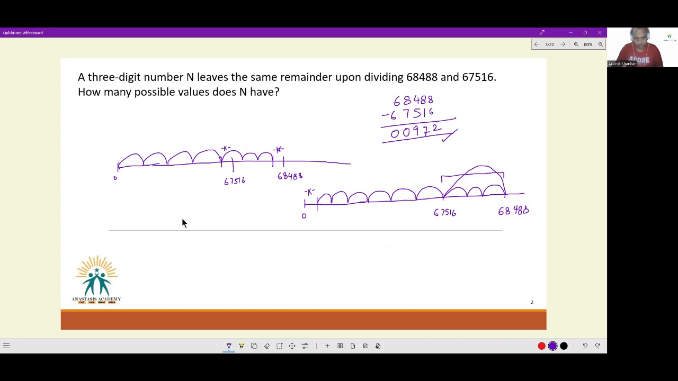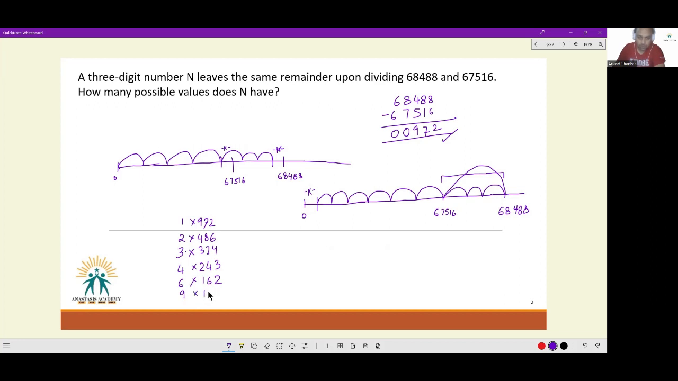So we go ahead, we write 1 into 972. Then we have 2 into 486. Then we have 3 into 324. Then we have 4 into 243. Okay. 5 doesn't work. 6 works. 6 into 162. 7 doesn't work. 8 doesn't work. 9.